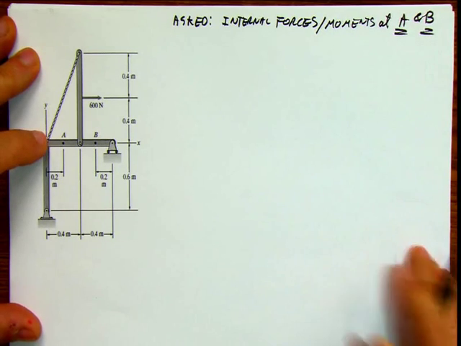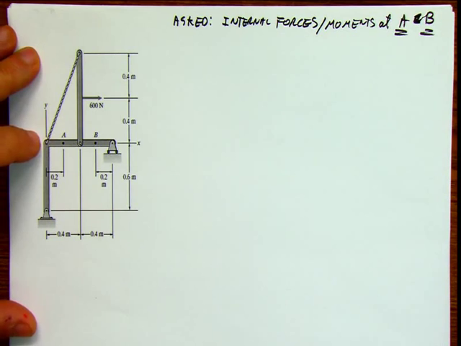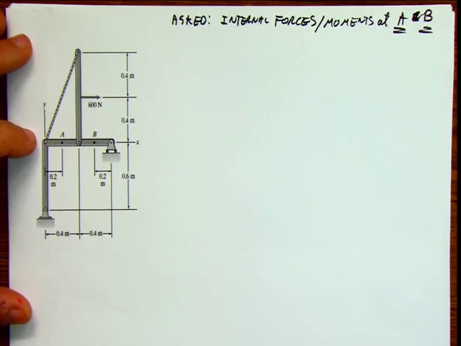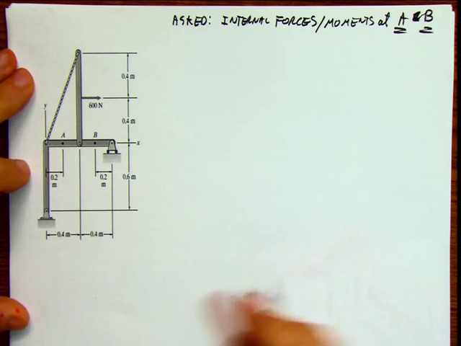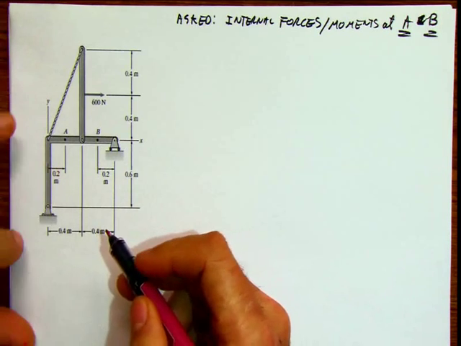This is what we have to do, A and B. Okay, let's start with those calculations. The first thing that we have to do, like almost in every single problem, is calculating the reactions using the whole body structure, the full structure.